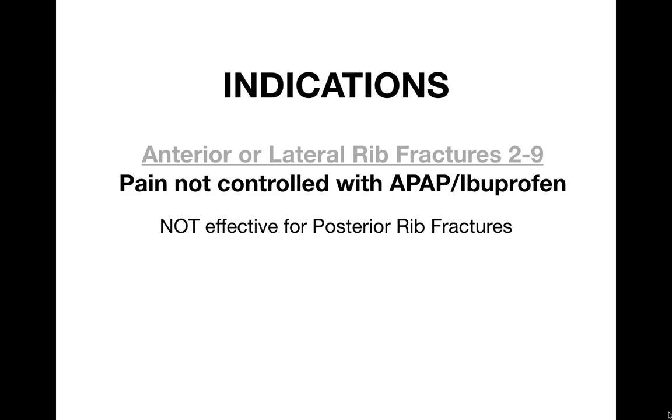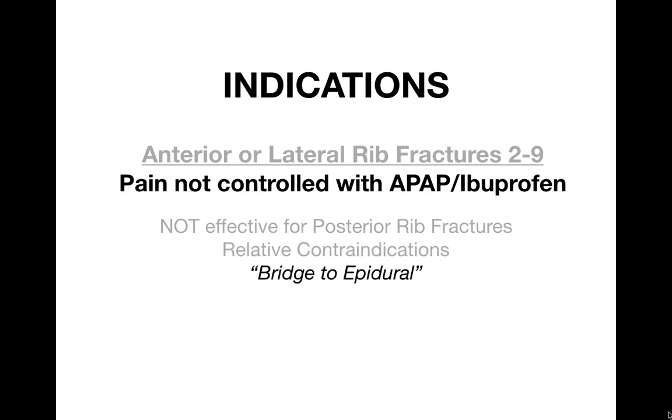It's important to note that this block is not effective for posterior rib fractures, and relative contraindications include overlying cellulitis, a patient with active bleeding along their chest wall, or a significantly elevated INR. We don't use a specific INR cutoff, but use your clinical judgment. And also the need for use of high volume anesthetic elsewhere, such as for large laceration repair or tube thoracostomy. Since we're using a large volume of anesthetic, we want to make sure that we don't give the patient too much.